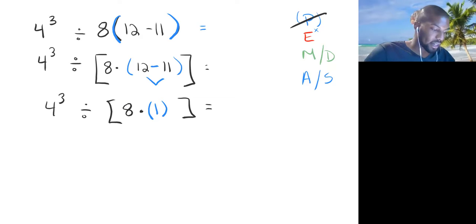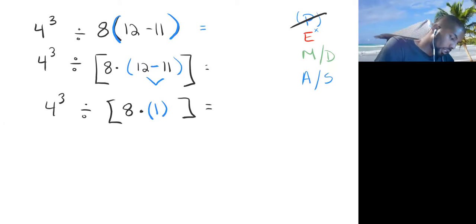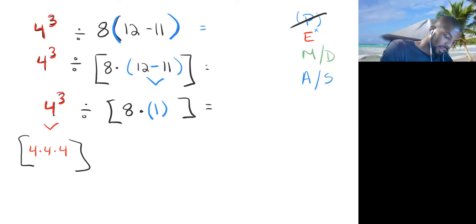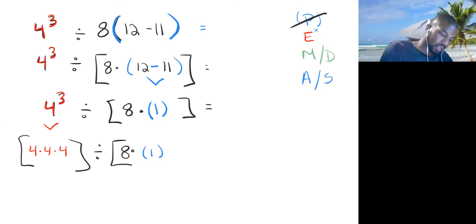Now I look and I say, all right, do I have any exponents? Well, yes, I do. I have the 4 cubed, right? The 4 cubed is my exponent. And if I were to rewrite the exponent correctly, I would use brackets. And I would say 4 cubed is actually 4 multiplied by 4 multiplied by 4. And then I would solve that. I'm just rewriting everything to make it consistent and clean and easy to deal with.